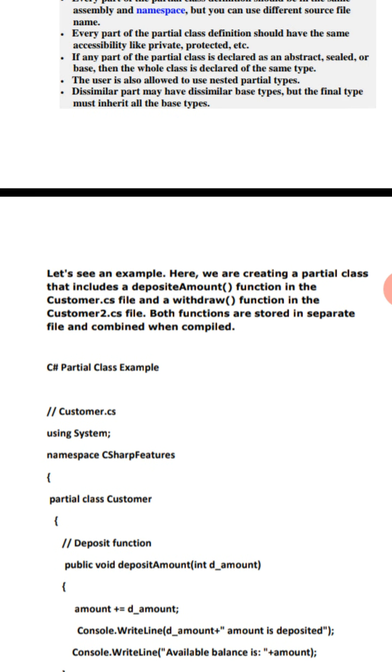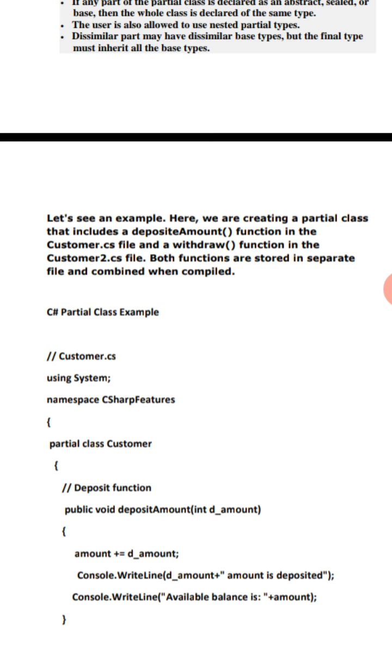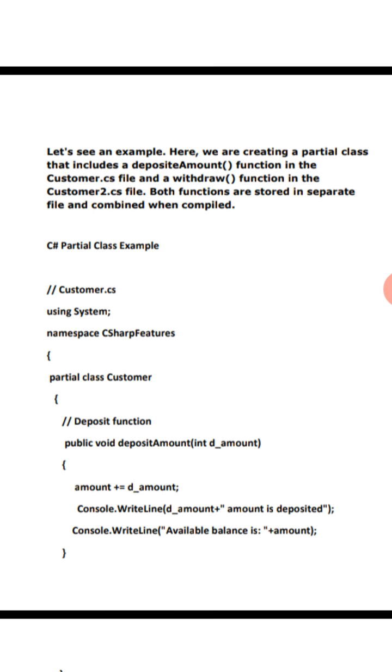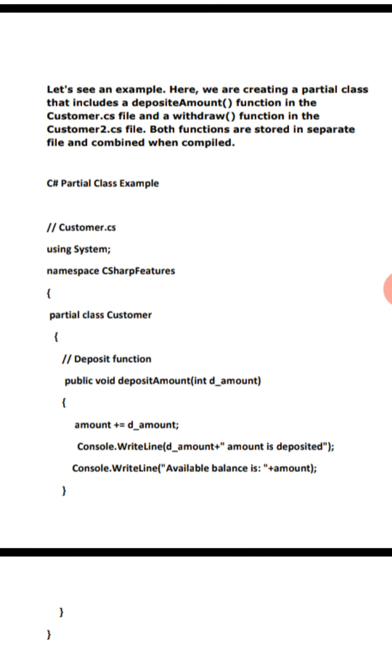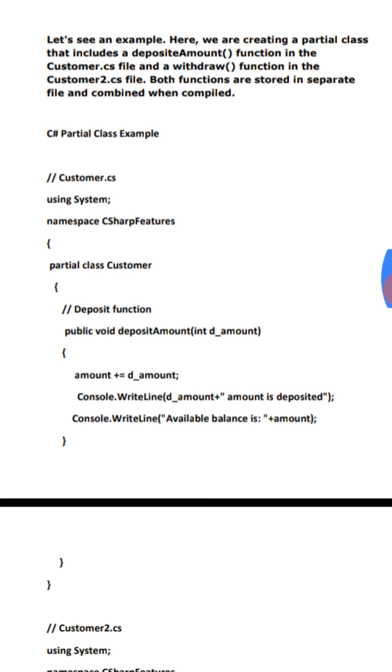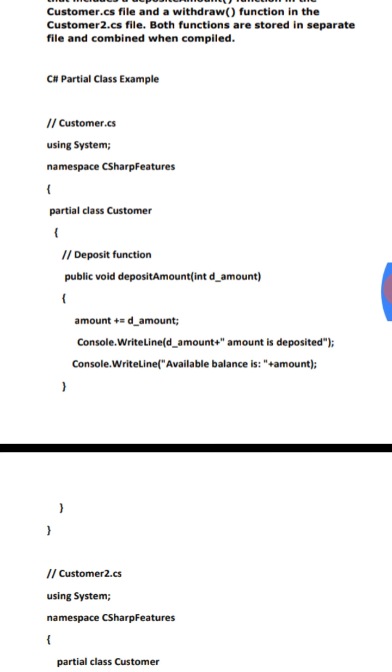C# partial class example. Using System namespace. Partial class Customer, public void DepositAmount(int depositAmount). Integer is a data type, and depositAmount is a variable. amount += depositAmount. Console.WriteLine(depositAmount + " amount is deposited"). Next line: Console.WriteLine("Available balance is " + amount).